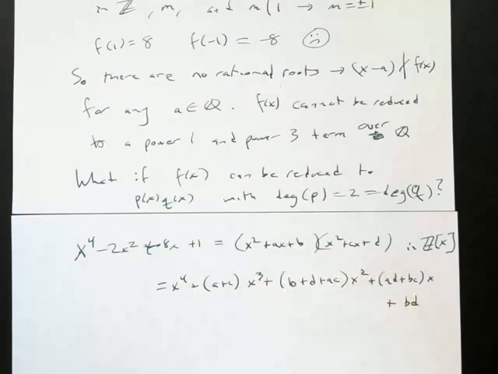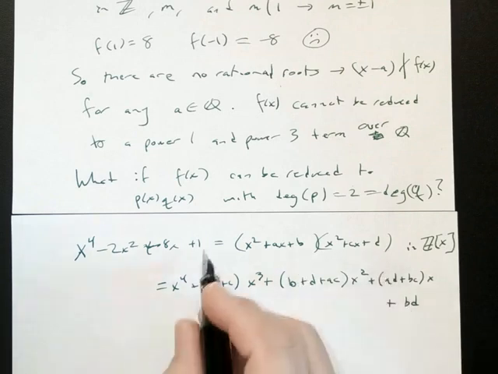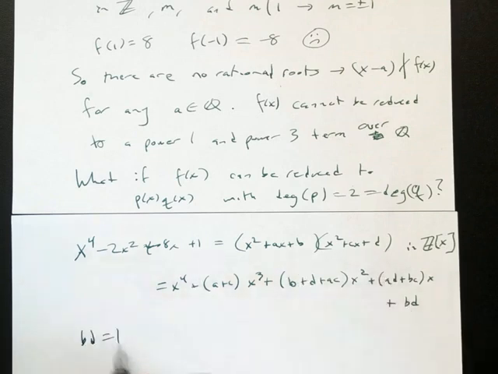Right? Let's equate some terms. Here, bd must be equal to 1. I'm in the integers. That means either they both equal 1, or they both equal -1. Because that's the only way to get two things to multiply together to give me 1. In either case, they're equal.